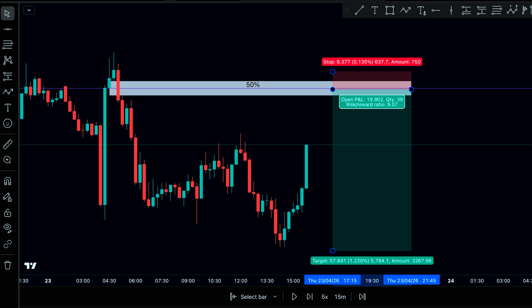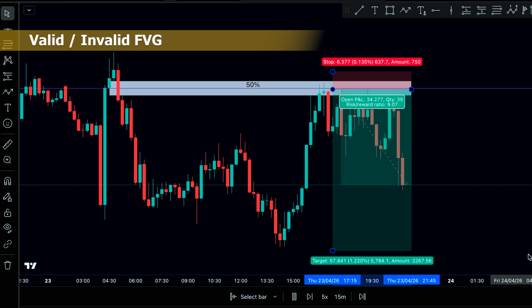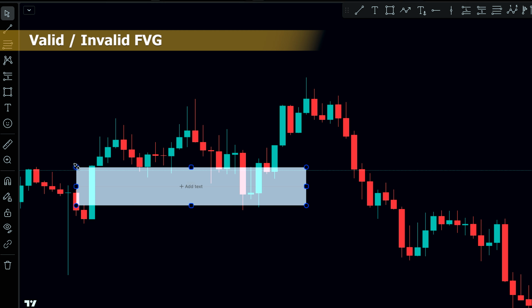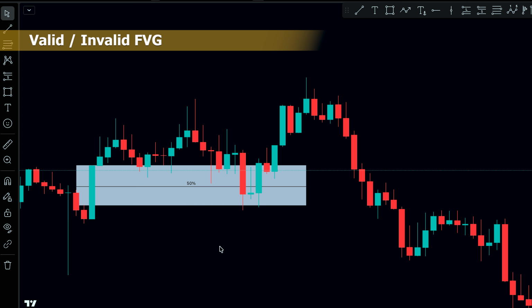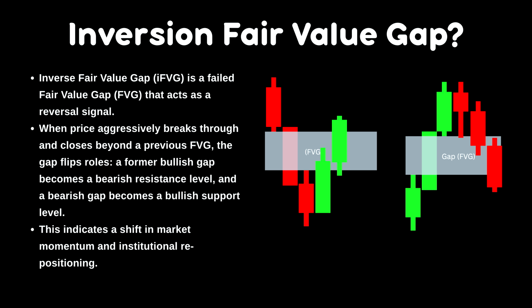Now an important point. Not every FVG is valid forever. If price comes back to the FVG once and reacts, then that FVG is considered mitigated. This means the pending orders have already been filled and the zone loses its strength. So avoid trading the same FVG again and again. Now let's move to an advanced concept, inverse FVG.